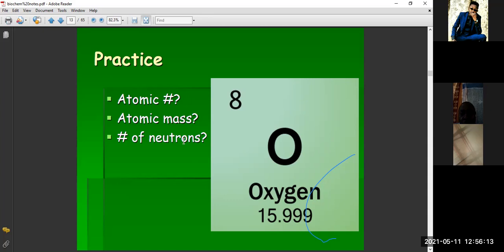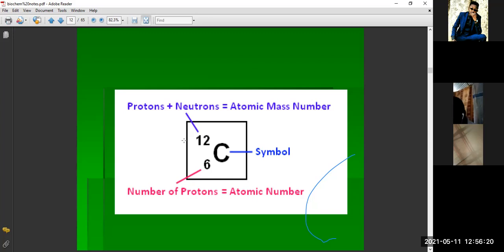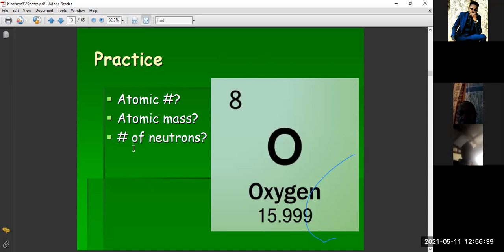Then the number of neutrons. Remember how I said you can find the number of neutrons. You subtract protons from the atomic mass number to find the neutrons. So who can tell me the number of neutrons of oxygen? We have the atomic mass number of 16 and we have the proton number of 8. So the number of neutrons would be 15.9 minus 8, which is 7.99.